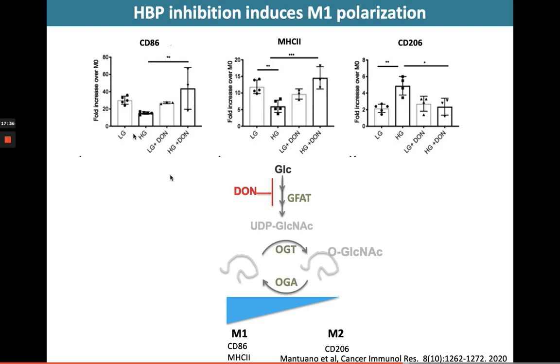So here, we cultivated the macrophages in hyperglycemia and normal glycemia, and we looked at the markers for the M1 phenotype and the M2 phenotype. In hyperglycemia, we see an increase of CD206, that is an M2 marker. And when we inhibit GFAT, we see a decrease in this marker and an increase in the markers of the M1 phenotype. Therefore, we can say that by inhibiting this pathway, we polarize the macrophages to the M1 phenotype.